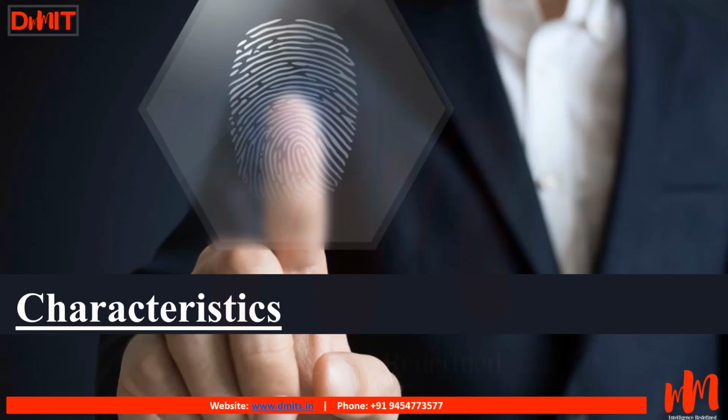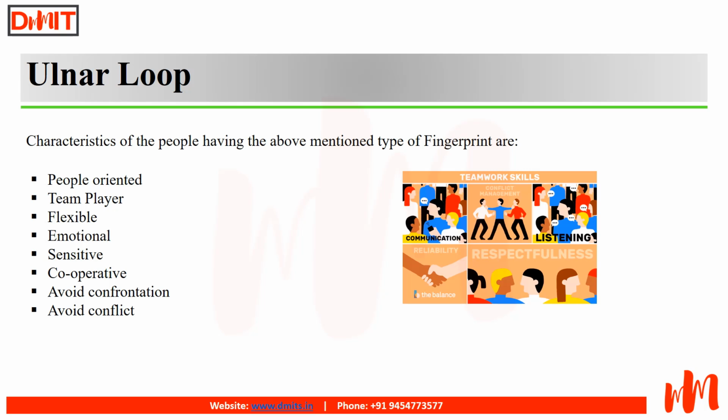The first in the list is ulnar loop. So the people who have this type of fingerprint, that is ulnar loop, the characteristics possessed by them are generally seen to be, they are seen to be more people oriented. They are considered as team players. They are flexible. They're emotional, sensitive, cooperative. They avoid confrontation. They avoid conflict. So these are the characteristics that are observed in the people having ulnar loop.